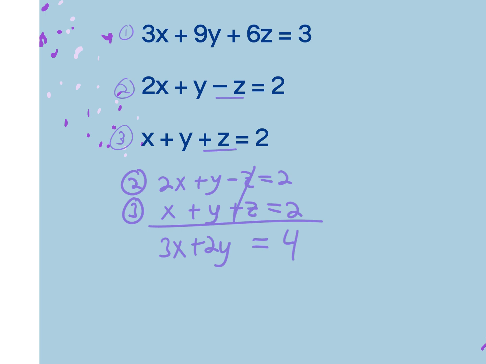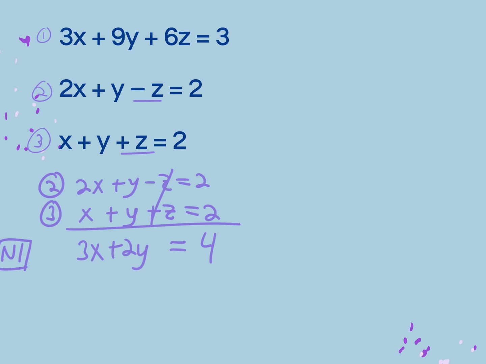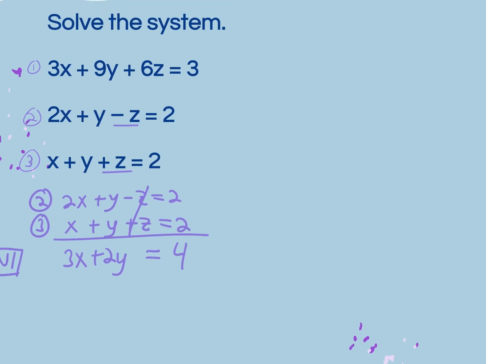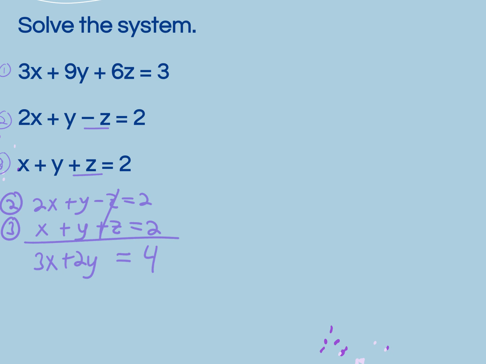All right, so then this is our new equation number 1. You can call it new 1. I'm just going to call it n1. So I have n1, and that is my first equation in terms of x and y. And now what you're going to do is combine any other 2 equations to eliminate a z as well. I'll do 1 and 2.